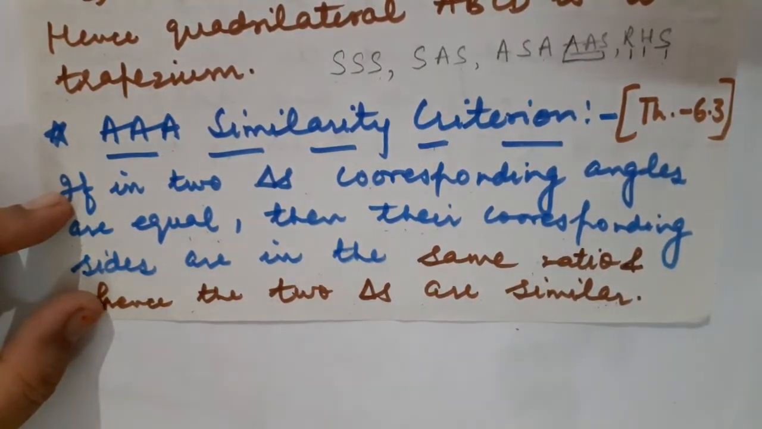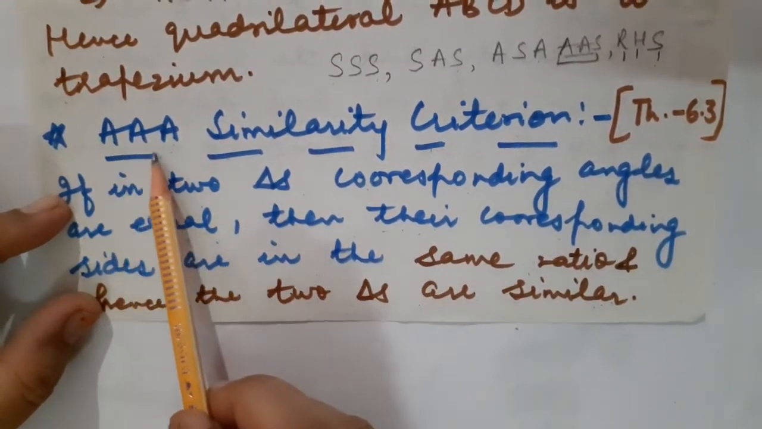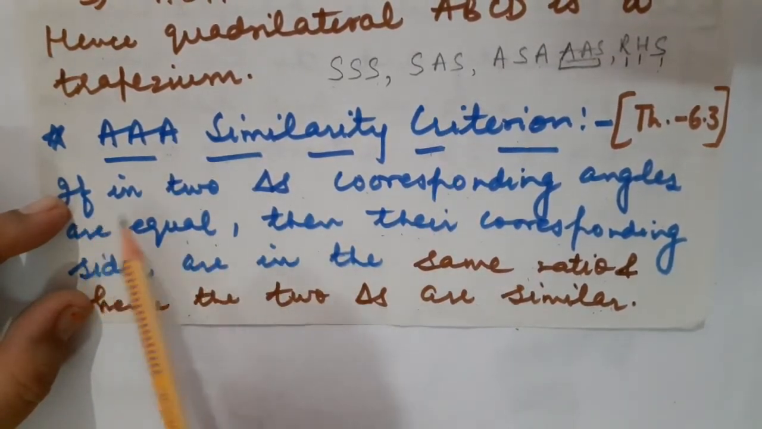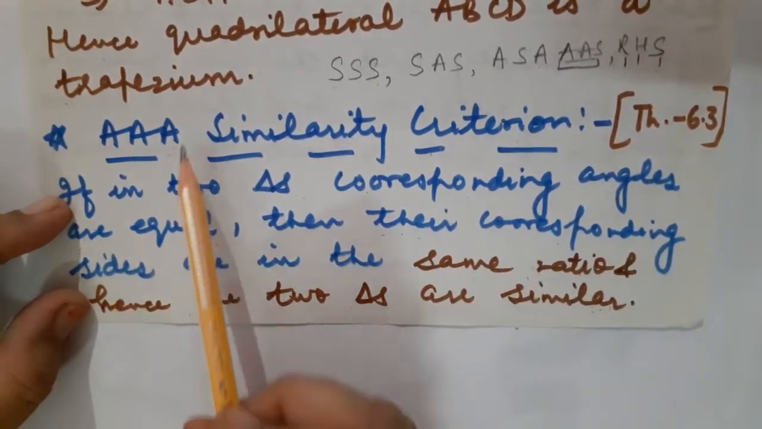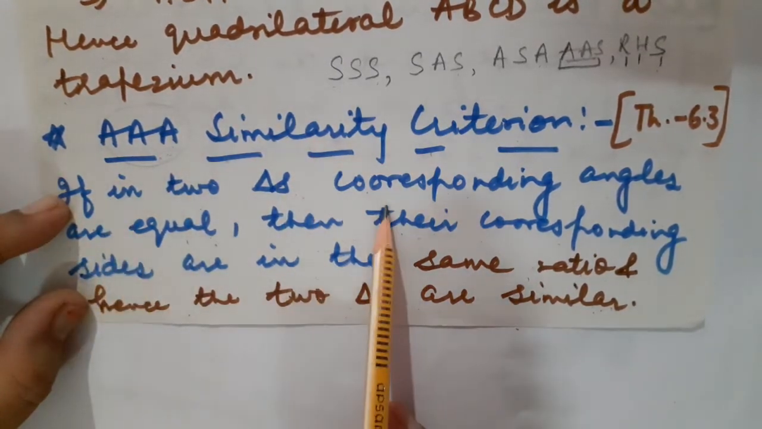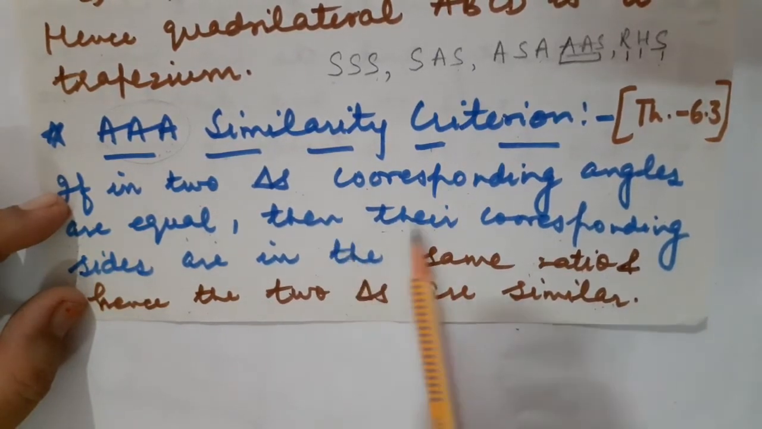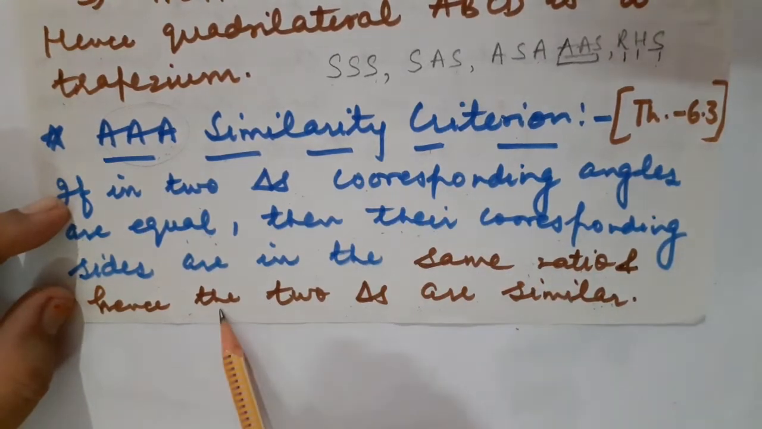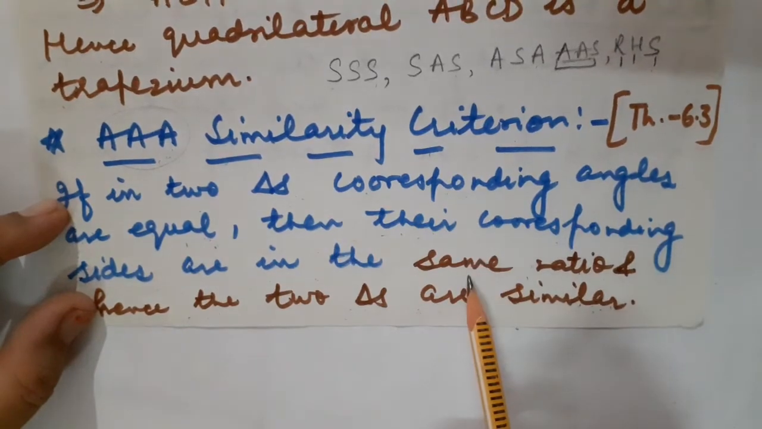Now children, our next topic is that I am going to make you recall the statement of all the 3 criteria of similarity of triangles. So the very first criteria is AAA. Let us recall its statement. If in 2 triangles corresponding angles are equal, means all 3 angles of the first triangle are equal to the corresponding 3 angles of another triangle, then their corresponding sides are in the same ratio, and ultimately the 2 triangles will become similar because both the conditions will be satisfied.